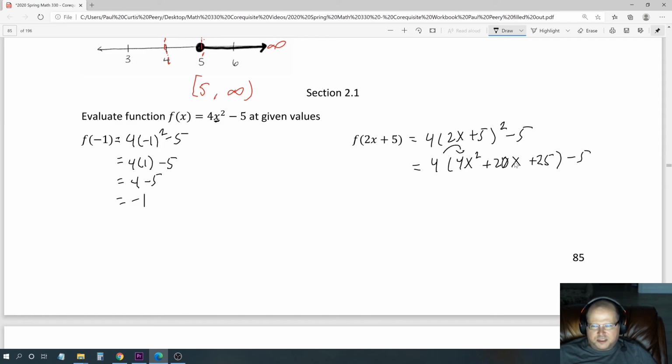Next, I'm going to distribute that. 4 times 4 is 16, so 16x squared. 4 times 20 is 80x. 4 times 25 is 100. And 100 minus 5 is 90.